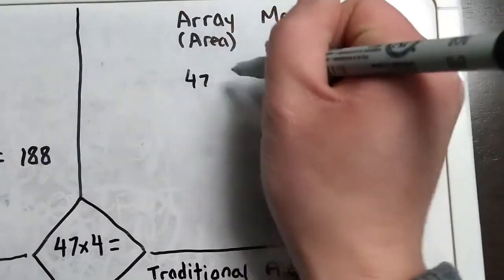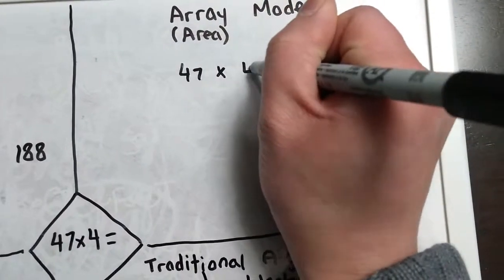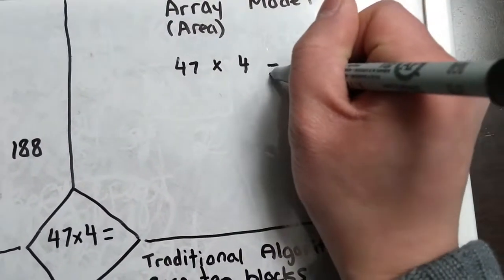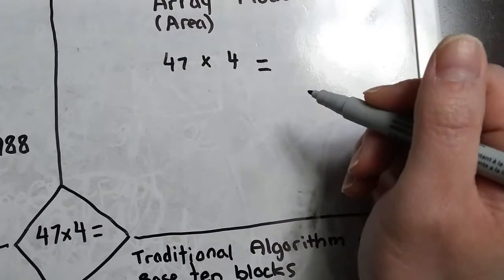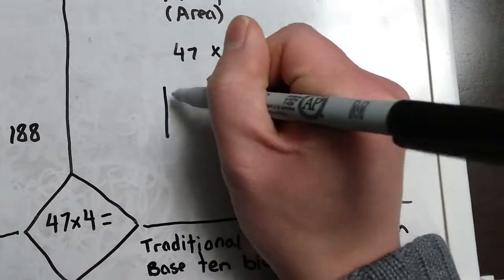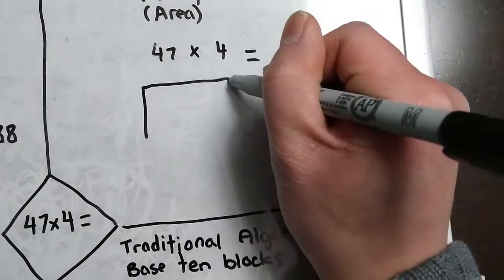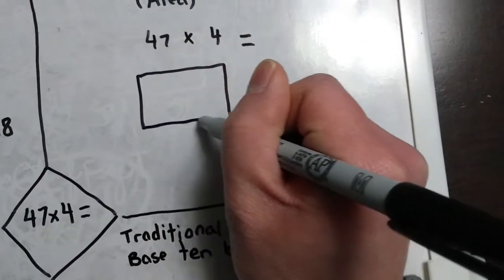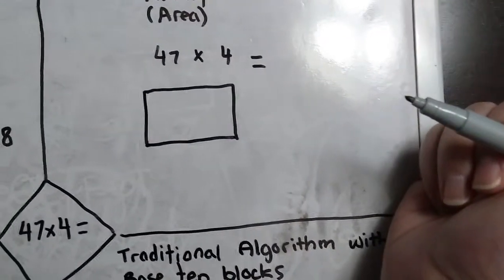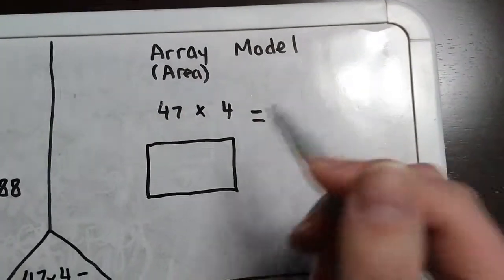The next strategy we're looking at is the array model, or the area model. If you remember area, when we have an open shape, if you draw equal rows and equal columns within that shape, then you're able to calculate the square units, and that's the area.